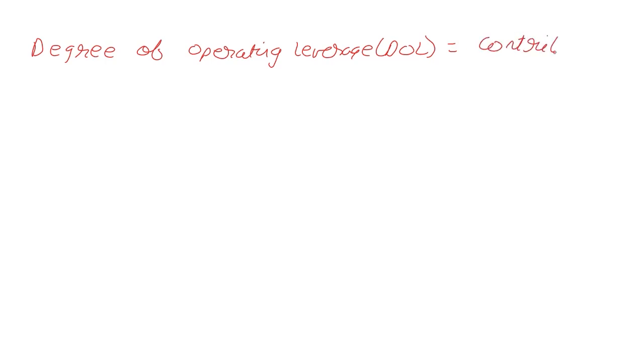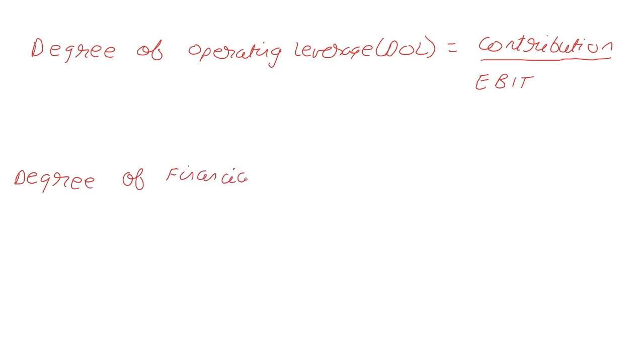Okay, for operating leverage it is contribution upon earnings before interest and tax. Degree of financial leverage, or what we call DFL, is EBIT, earnings before interest and tax, upon EBT.